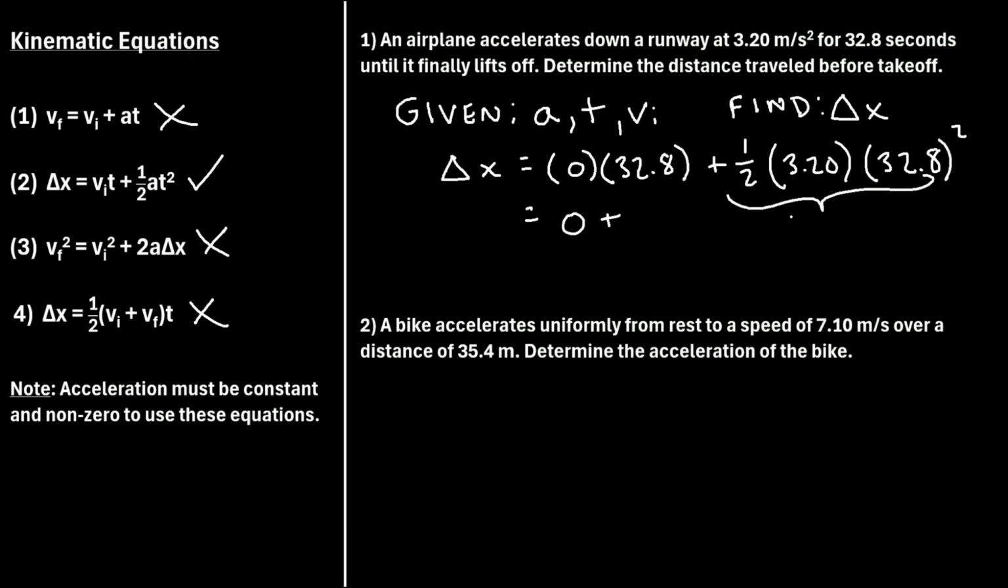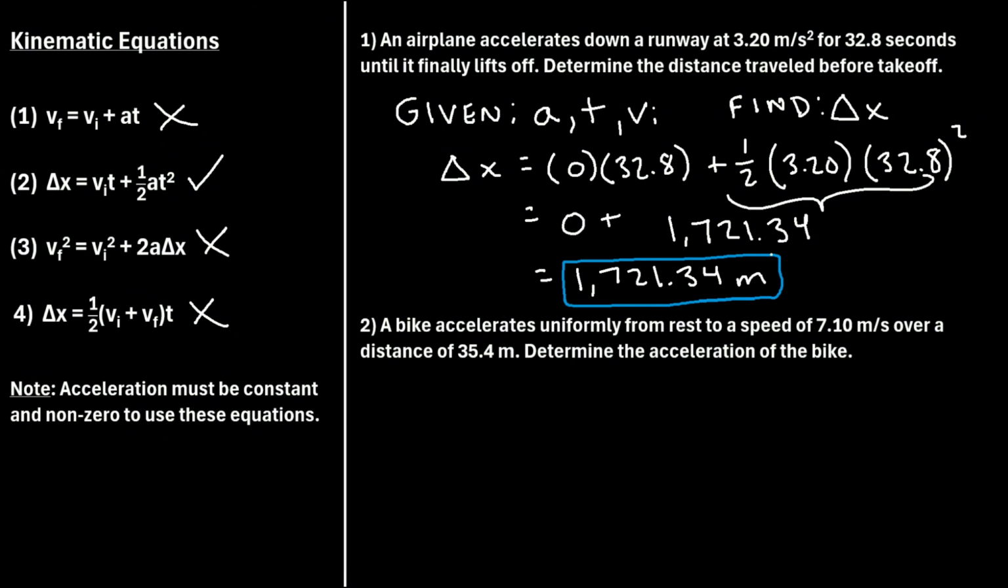If you punch that into a calculator, that comes out to 1,721.34. So our final displacement is simply going to be 1,721.34, and that will be in terms of meters. So that is the displacement of the plane. That's our answer for that one. Now let's check out the second example we have here.